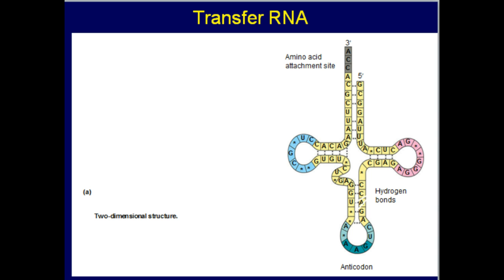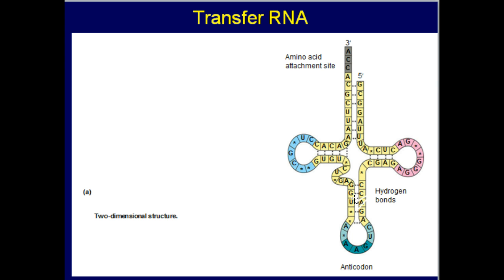The asterisks you see here mark bases that have been chemically modified, a characteristic of tRNA. Do you see these little asterisks right here? Those are areas that have been chemically modified.